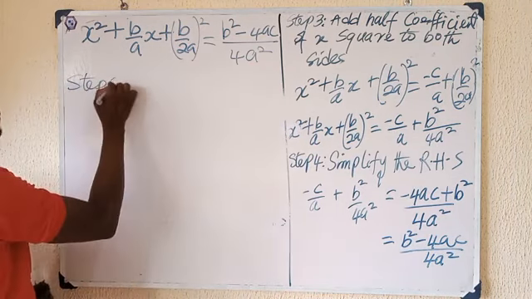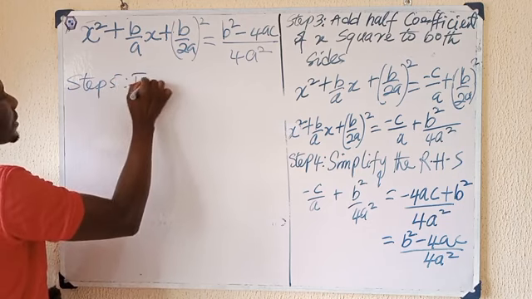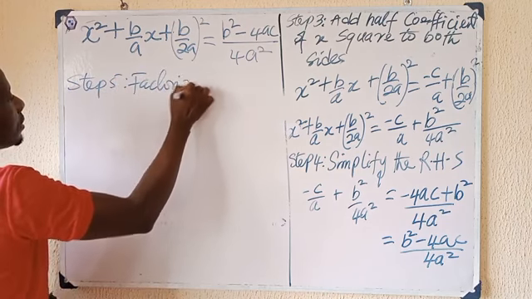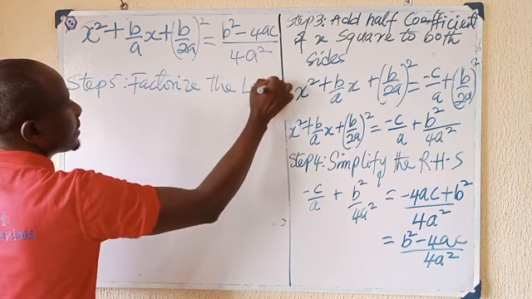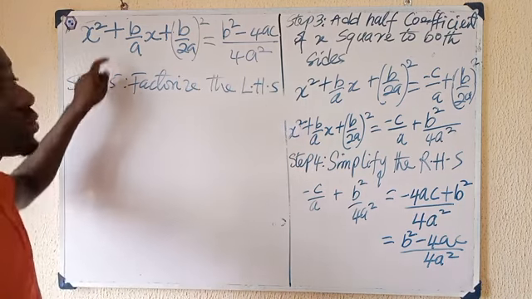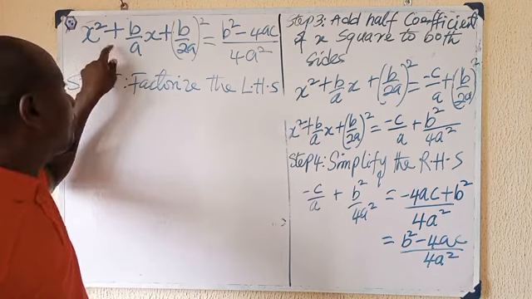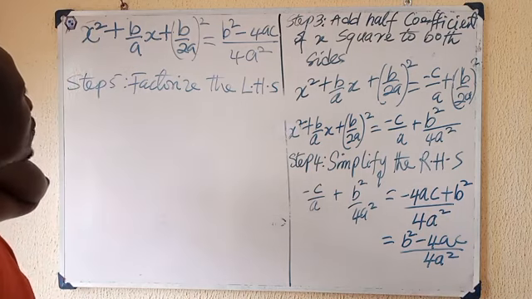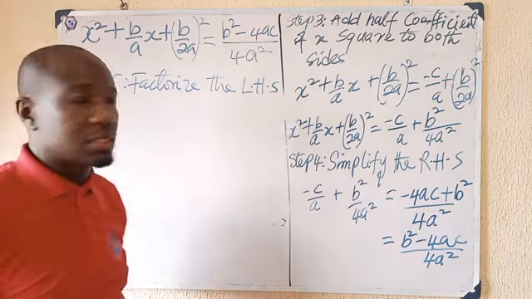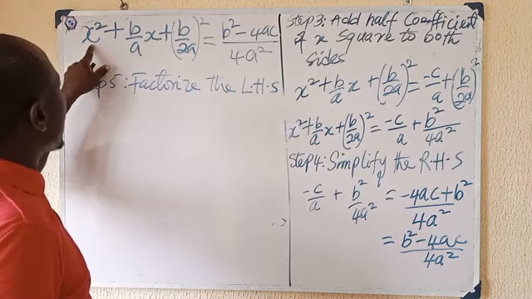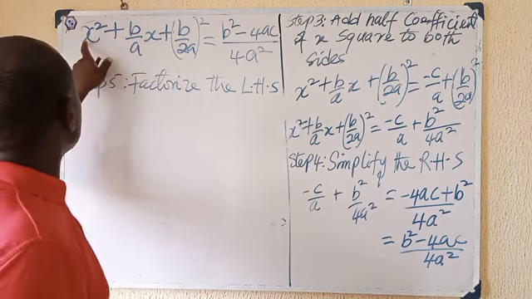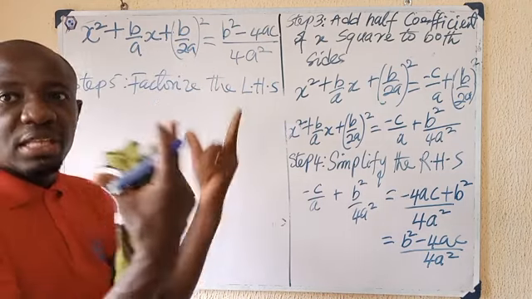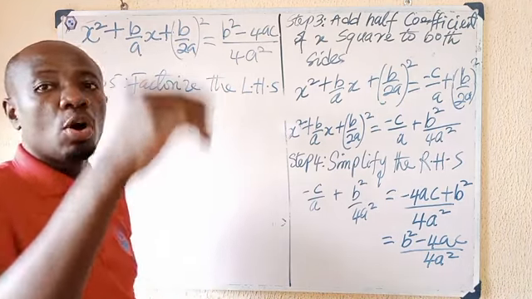Step 5: factorize the left hand side. So we are going to factorize this side. Now the easiest way, or the short way of doing it, is just to bring this square and this square together and take their common square, right? This one has a square, this one has a square. Just bring them, add them together and take their common square.